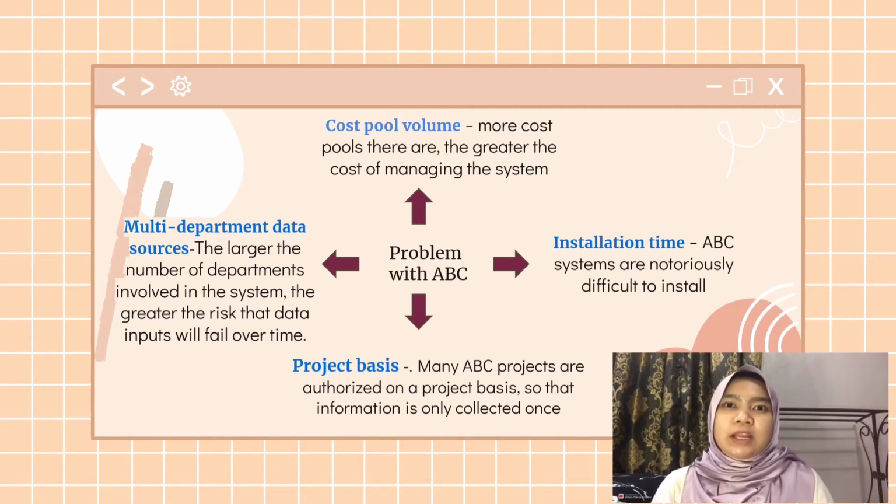The next problem is project basis. Many ABC projects are authorized on a project basis, so that information is only collected once. The information is useful for a company's current operational situation, and it gradually declines in usefulness as the operational structure changes over time. To solve this issue, build as much of the ABC data collection structure into the existing accounting system as possible, so that the cost of this project is reduced to the lowest cost and ABC projects will be authorized in the future.